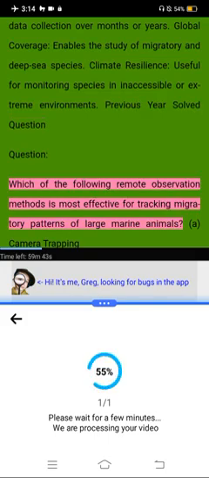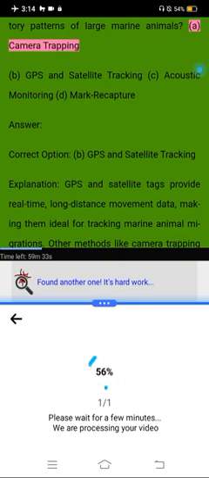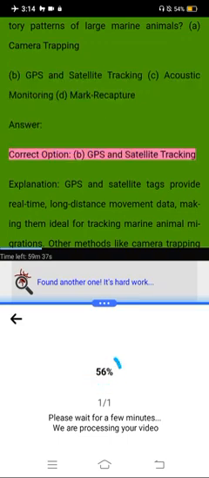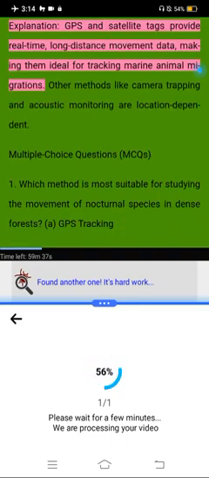Previous year solved question. Question: which of the following remote observation methods is most effective for tracking migratory patterns of large marine animals? A. Camera trapping. B. GPS and satellite tracking. C. Acoustic monitoring. D. Mark recapture. Answer: correct option, B. GPS and satellite tracking.